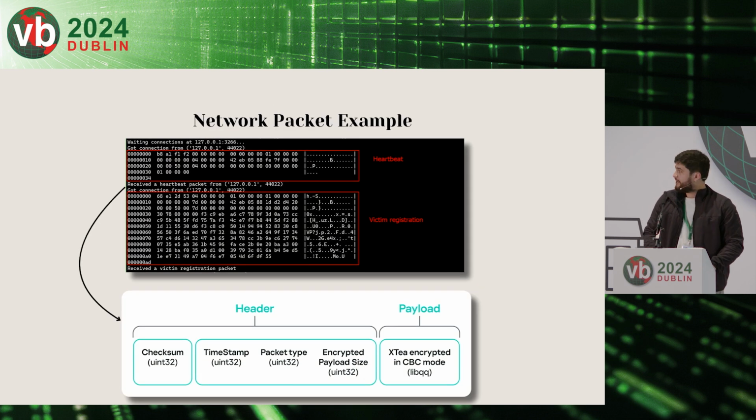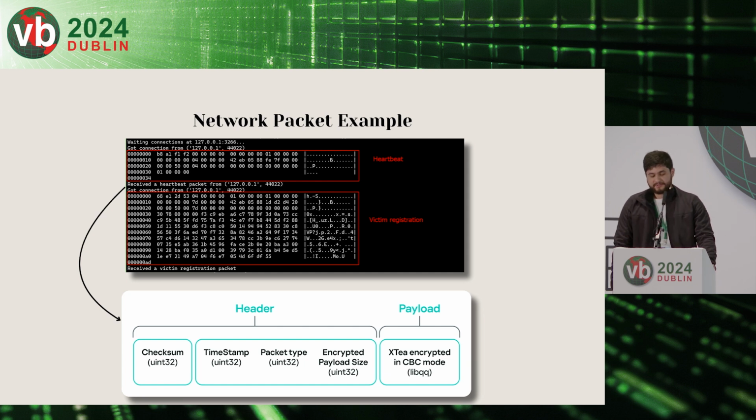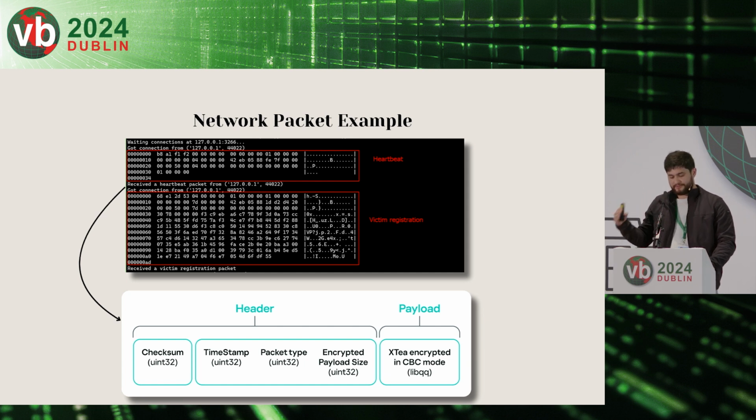Well, so here is an example of a network package. First we have the heartbeat, and then we have the victim registration. The screenshot is basically a C2 server that I wrote, it just listens to connections on a specific port, and I patched the DinodasRAT to communicate with this server. So you see that the heartbeat is very tiny. It does not contain much data, but the registration contains a lot of data because it's now sending the encrypted payload with the victim information.